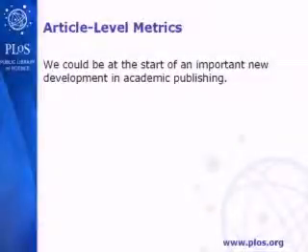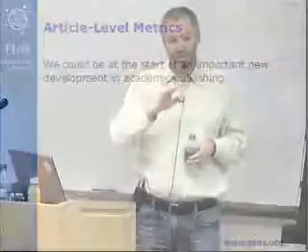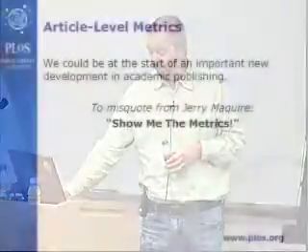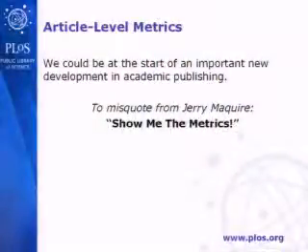So, we really think by a combination of this sort of great success of PLOS One and this movement away from thinking about a journal to thinking about an article, this could be a real breakthrough in academic publishing, and I think we could be seeing a paradigm shift, if this were to take off towards the right things. And I think, to misquote from Jerry Maguire, people are going to be saying, "Show me the metrics."